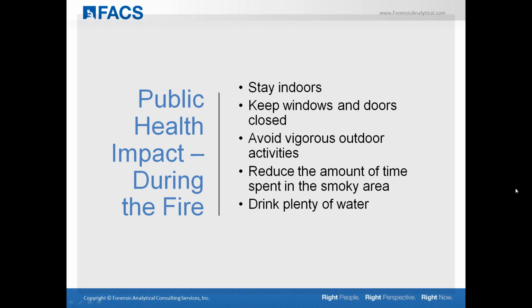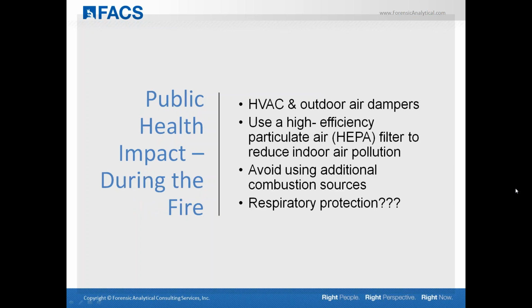Also, portable air cleaners, such as those with high efficiency particulate filters, are recommended to reduce the amount of particulate coming into the indoor environment. However, I recommend that you don't just pick one, but evaluate your situation and the occupants in your facility to determine what will work best for improving air quality during a wildfire event.